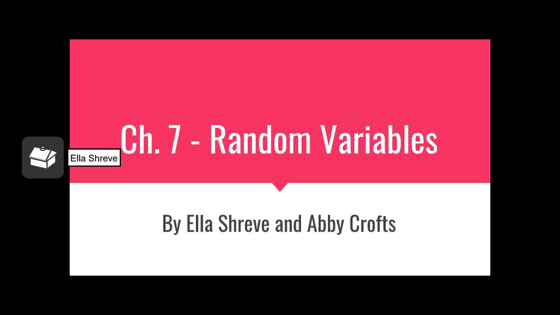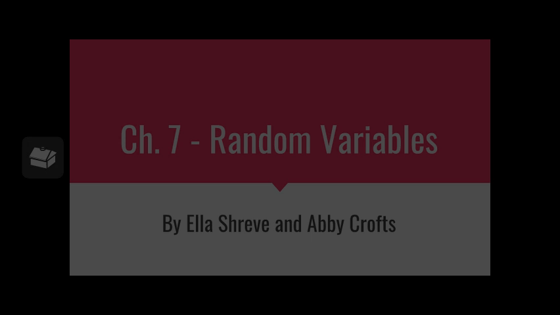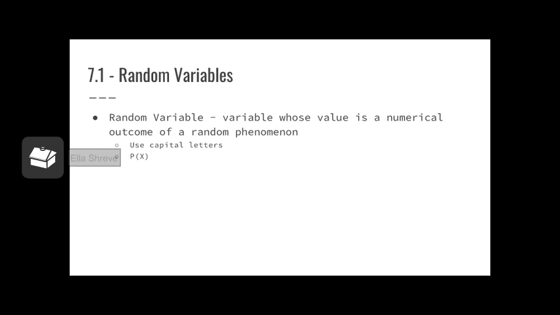We did our project on Chapter 7, which is random variables. The definition of a random variable is a variable whose value is a numerical outcome of a random phenomenon. When using random variables, you always use capital letters, and it can be represented by P of, in parentheses, capital X, or the probability of an event X.